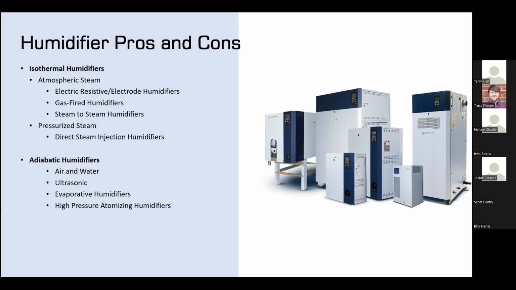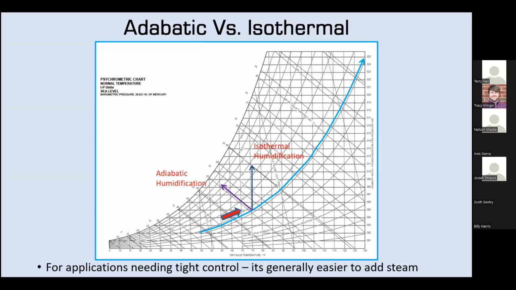And for isothermal, we'll talk about it here. For applications needing any kind of tight control, it's easier to just add steam and go with that isothermal line. So this is just how it looks on the psychrometric chart. With adiabatic humidification, you're often going to need some kind of preheat, and that can be more difficult to control. Generally it's easier to just apply energy with an electric or a gas humidifier and follow that line up.